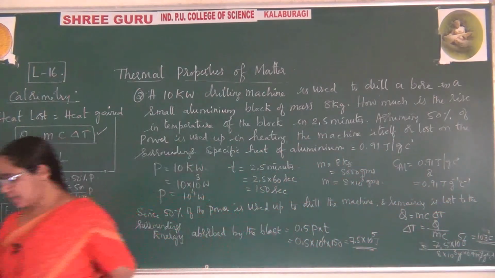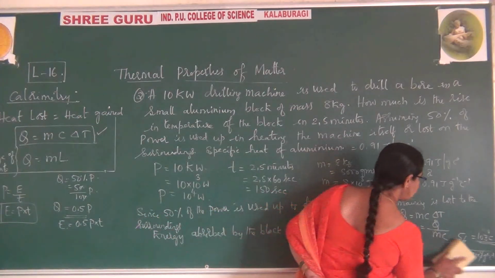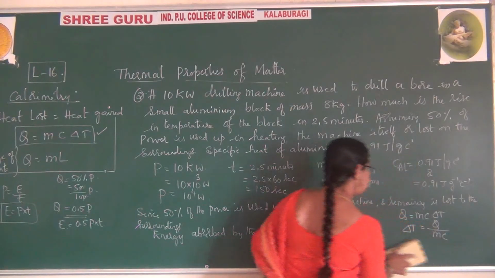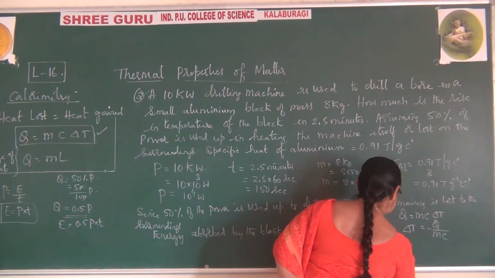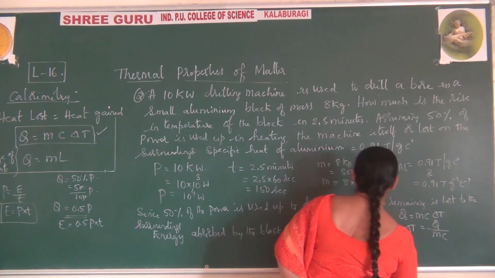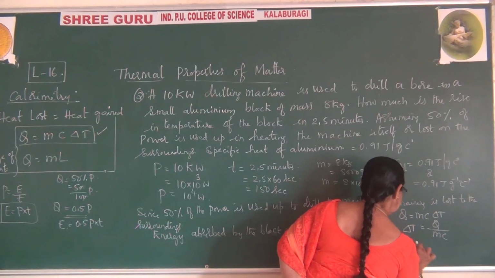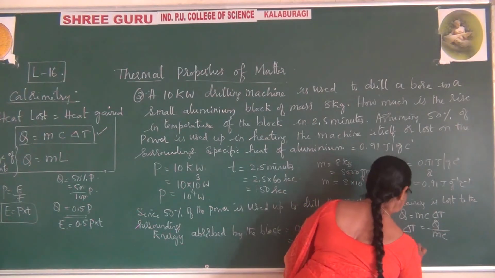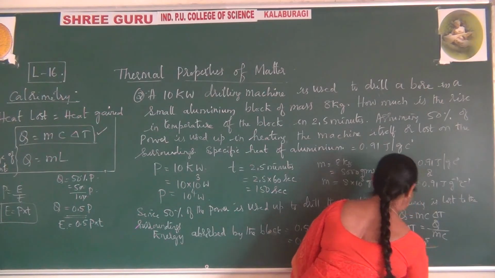Let me correct it here. You understand this one correctly. I'll write it here. Q is equal to MC delta T, so this delta T is equal to Q divided by MC. Q is 0.5 into 7.5 into 10 raised to 5 joules.